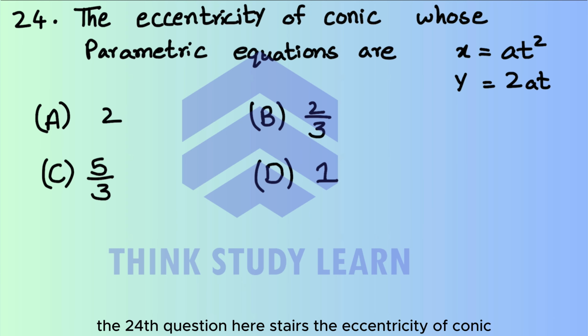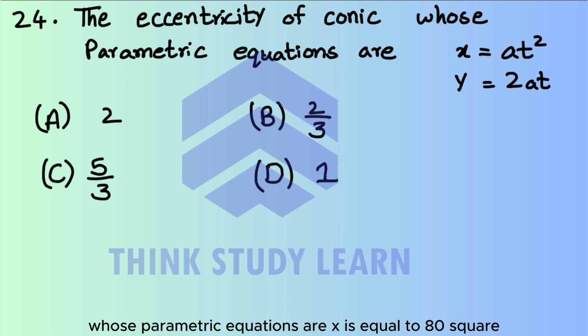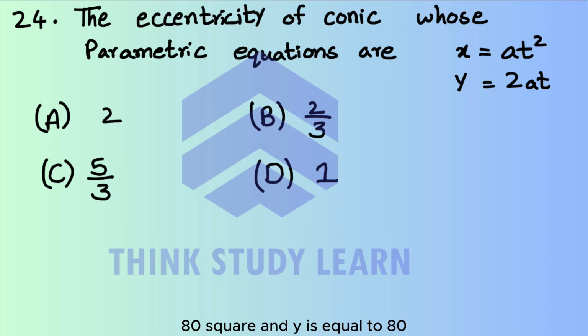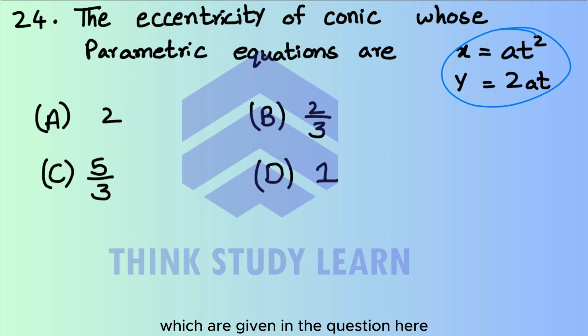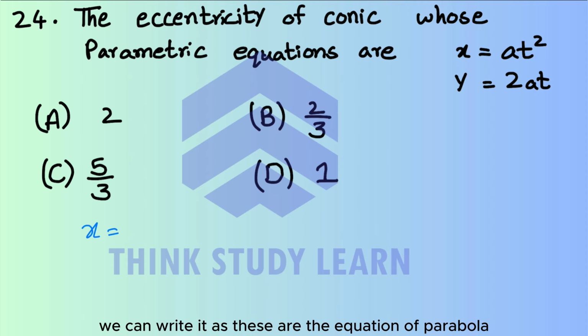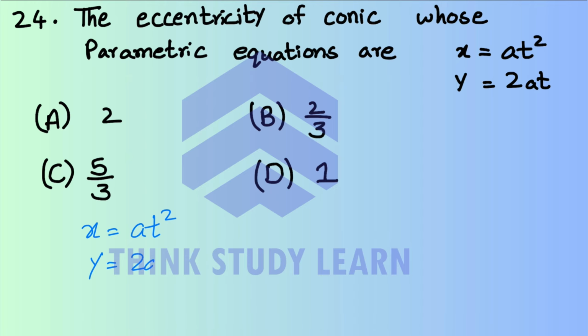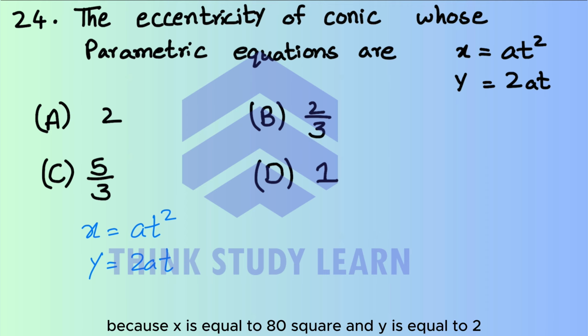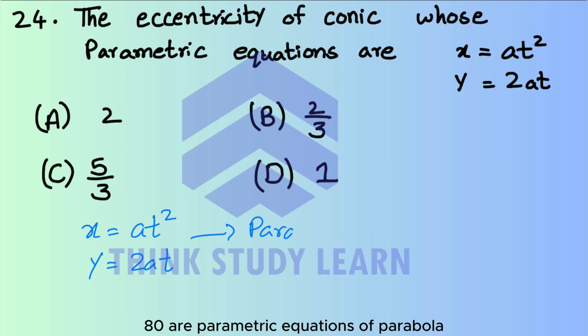The 24th question here states the eccentricity of conic whose parametric equations are x is equal to at square and y is equal to 2at. So looking onto the equations which are given in the question here, we can write that these are the equation of parabola, because x is equal to at square and y is equal to 2at are parametric equations of parabola.